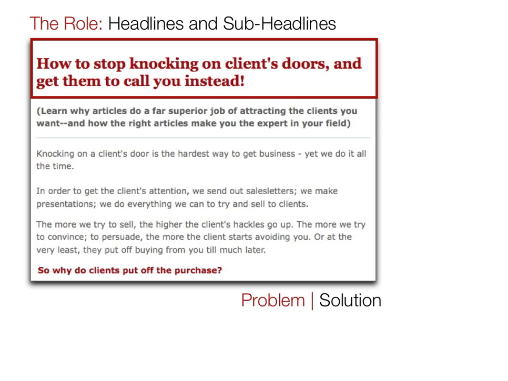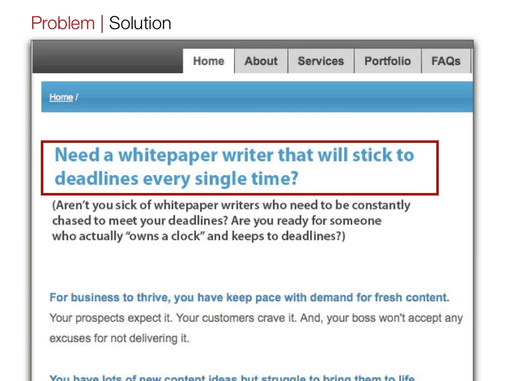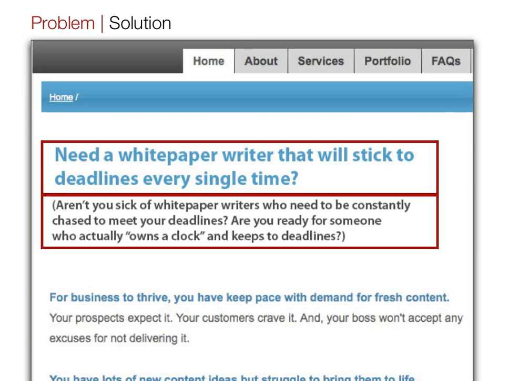Now, that is a problem, that clients are not being attracted to you. So, how do you do this? That's a problem. And then we go to a solution, and we start to learn why articles do a good job of attracting those clients. So we have a problem and a solution, and we have a headline and a subheadline. And then when we look at another website, we'll see, again, there's a problem and solution. Need a white paper writer that will stick to your deadlines. That problem is about deadlines. And then you have the solution.